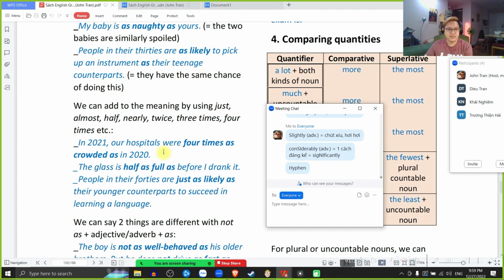People in their 40s are just as likely as their younger counterparts to succeed in learning a language.